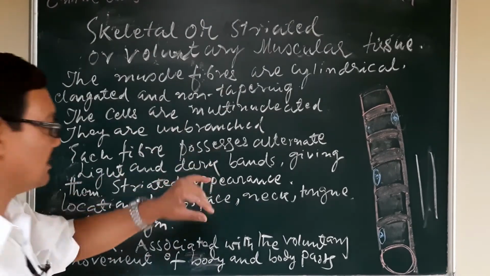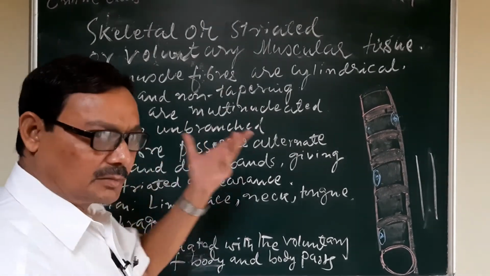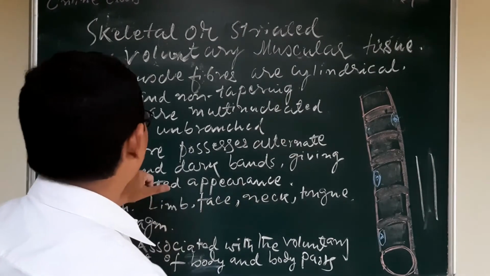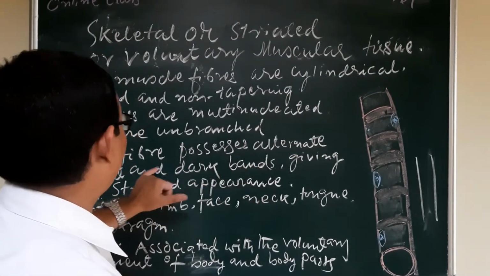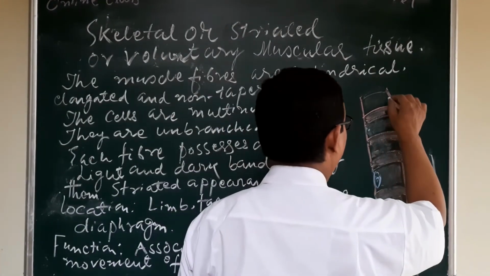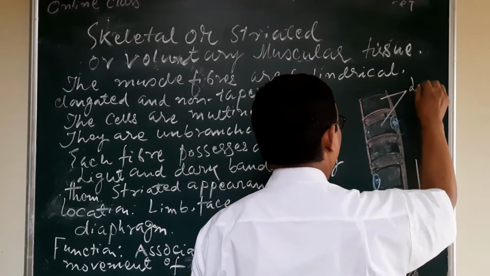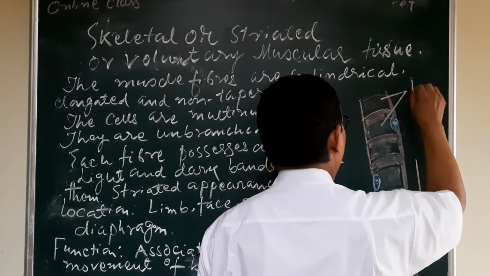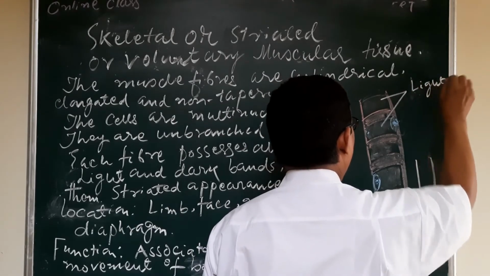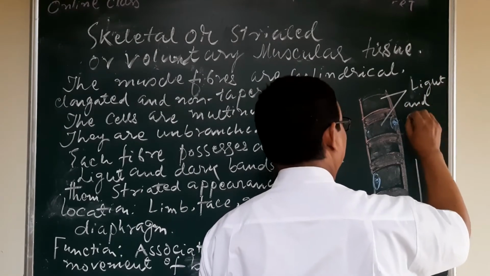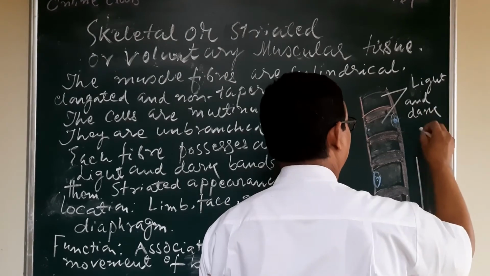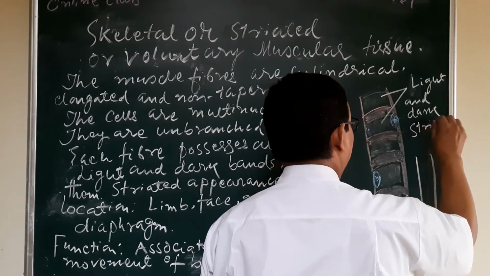This is the structure of a cell of the muscles. Each fiber, that means this cell is known as a fiber, possessing alternate light and dark bands. Light and dark bands, that is the striations.